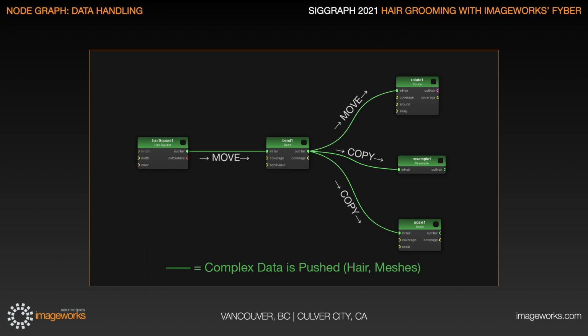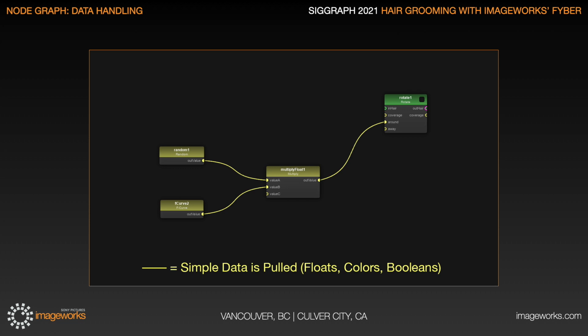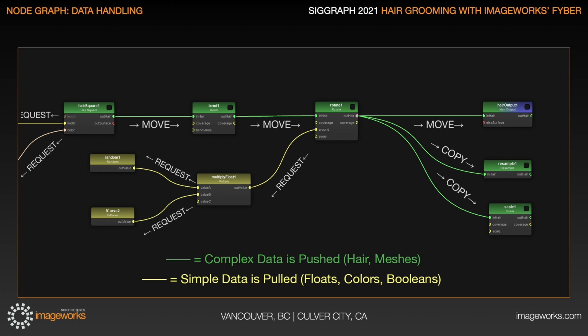Simple data, on the other hand, like floats and colors, use a pull mechanism instead. That means that the output of a math node is computed on the fly whenever a node requests it. A compute graph is generated on the fly in the background and contains only the nodes and connections required for the current output. That way we can ensure that no data is ever computed or copied over unnecessarily.